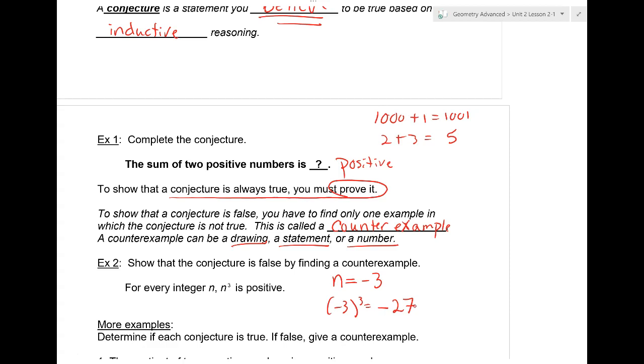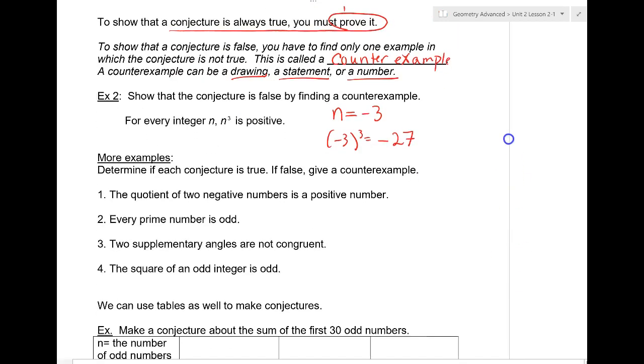I just had to show that a negative one could not make this work. And notice how did I substitute it in? I used parentheses, so I didn't lose track of my negative sign. But yeah, it's going to be a negative 27. That is a counterexample. That's all you had to show. What do you guys think? Easy? Yeah, let's do another one.